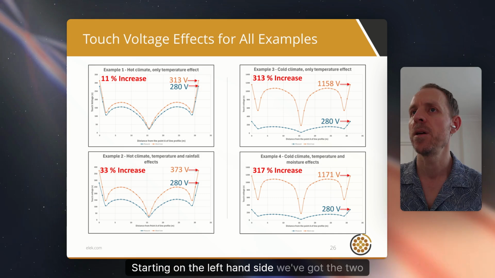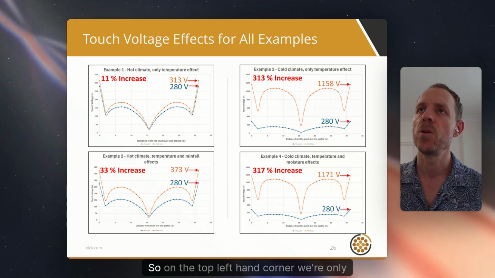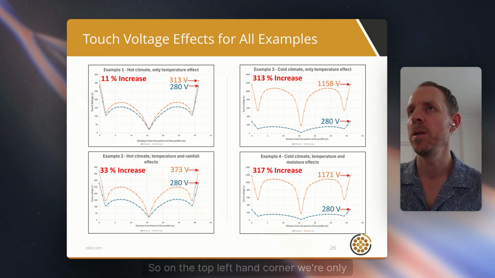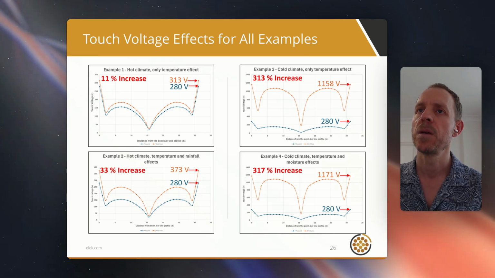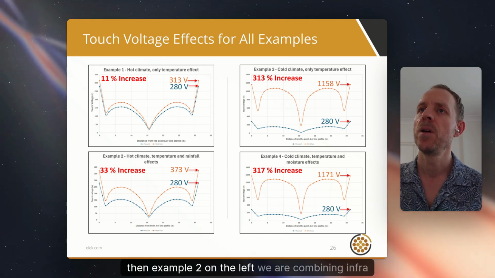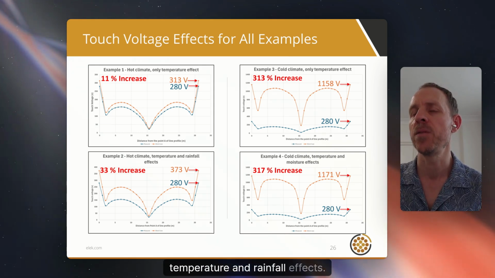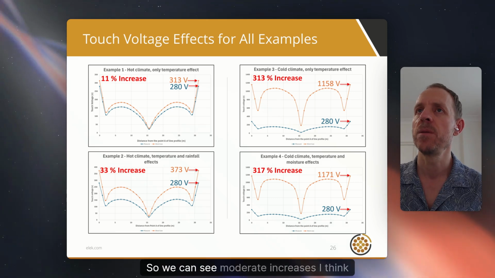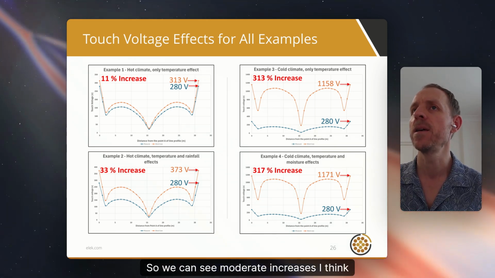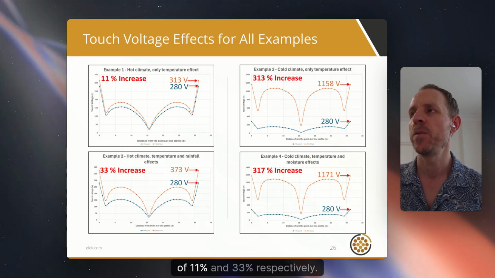Starting on the left-hand side, we've got the two hot climate examples. On the top left-hand corner, we're only considering temperature effects. Then example 2 on the left, we are combining hot climate temperature and rainfall effects. So we can see moderate to significant increases in touch voltages of 11% and 33% respectively.